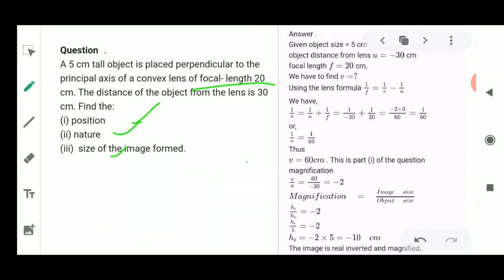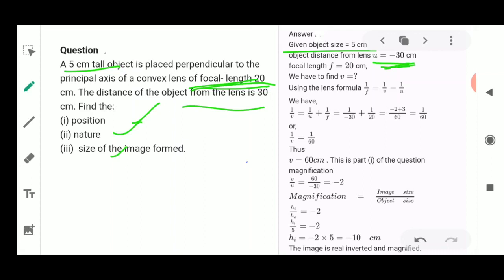We are provided with various information. You can see a 5 centimeter tall object, which means the object size is 5 centimeters. The next thing given is the object distance u, that is minus 30 centimeters, and the focal length is also given. This focal length is 20 centimeters, and the distance of the object u was 30 centimeters. Now why has this minus sign been used?